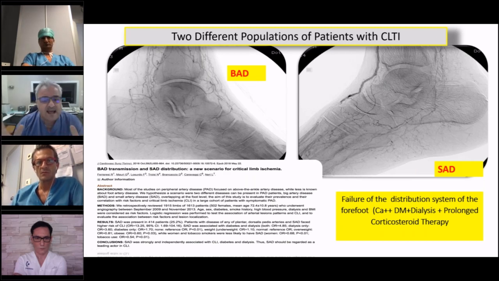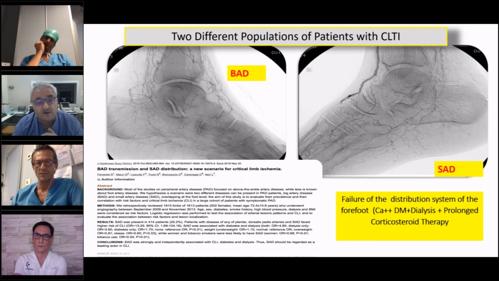And then we have a population we define as SAD, small artery disease, a population of diabetic, dialyzed patients with prolonged corticosteroid therapy. Normally, in this kind of population, the technical failure rate with a normal endovascular revascularization is more than 50% in my center. I don't know in your center, but the percentage is very, very high.